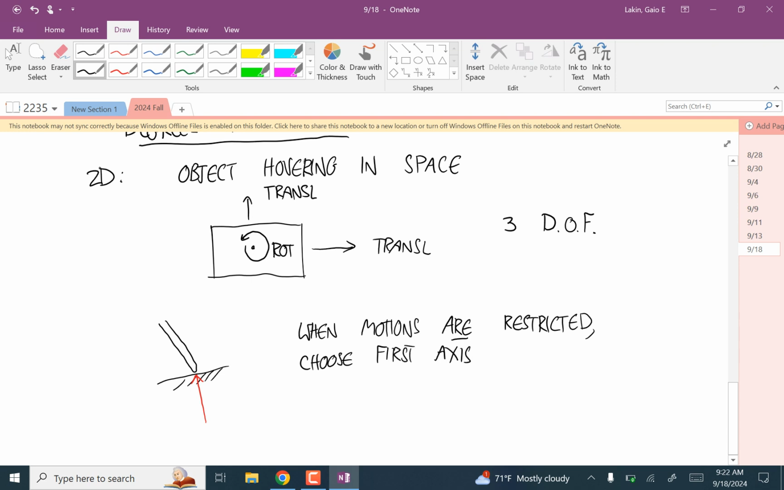So choose your first axis as one where motion is restricted.